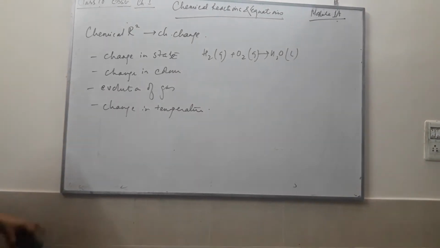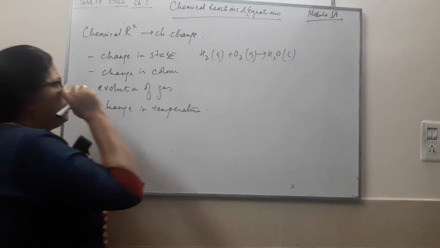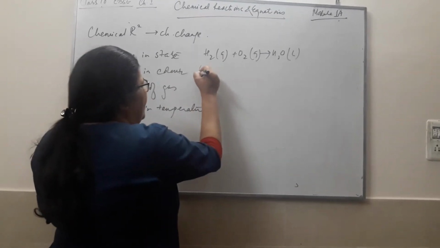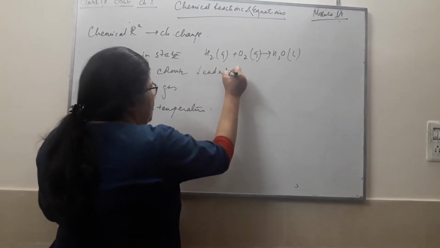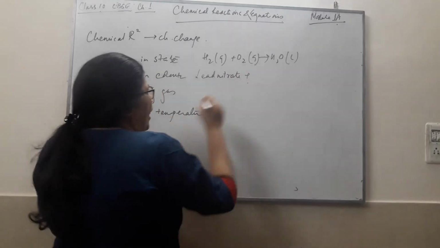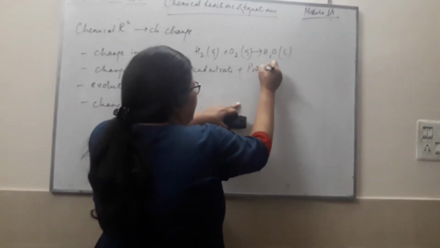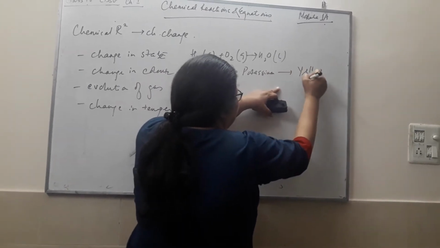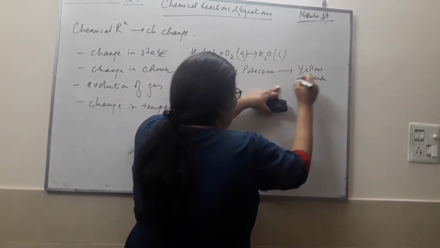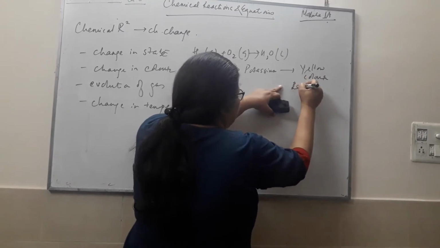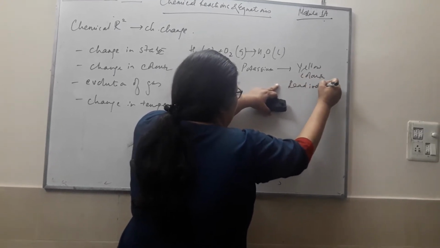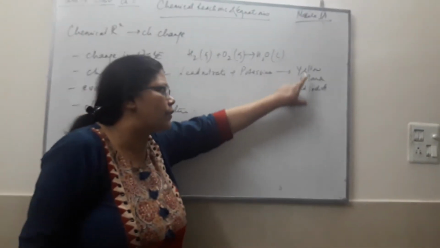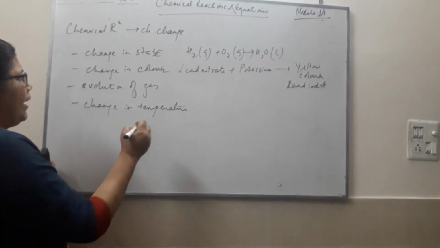Similarly, the change in color. For example, child, we add lead nitrate, which is a colorless solution, and potassium iodide, and it forms yellow colored lead iodide. So we can say a chemical reaction has occurred because of the formation of this yellow colored lead iodide.